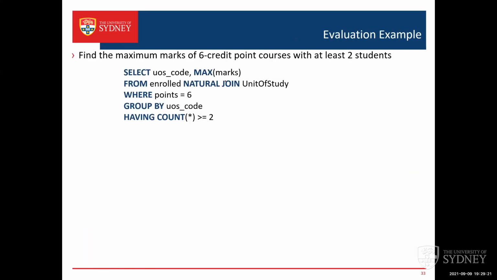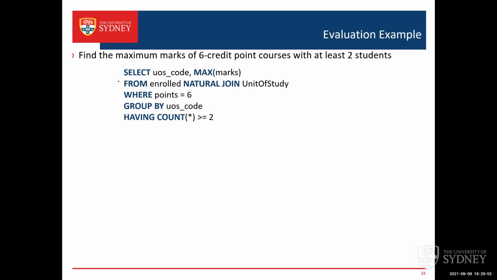Just to show you how WHERE and HAVING work, in this query I have both. The question is asking: find the maximum mark of 6 credit point courses with at least 2 students. So figure out the 6 credit point courses which have at least 2 students, and figure out their maximum mark. So this is the query we're going to write. SELECT unit of study code and MAX of marks, NATURAL JOIN these two, WHERE point equals 6, and the HAVING condition is there. The main thing I want to show you is how this query is evaluated.